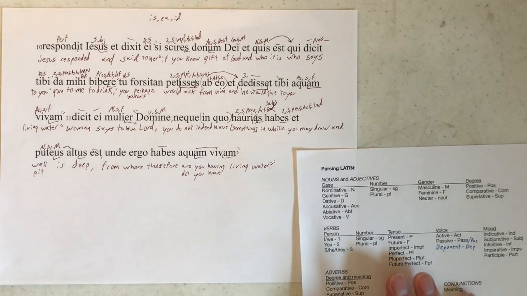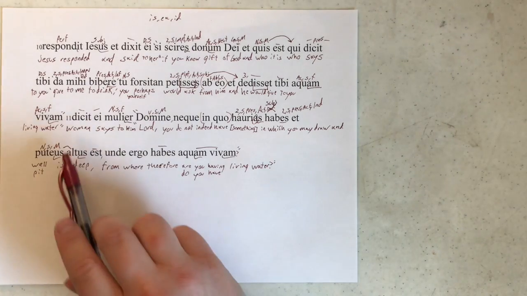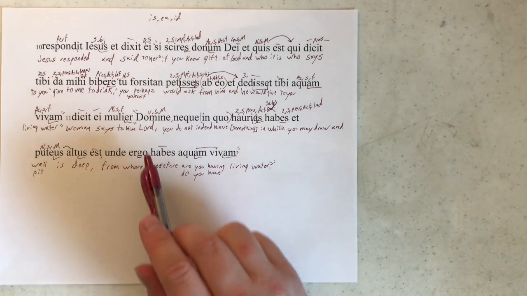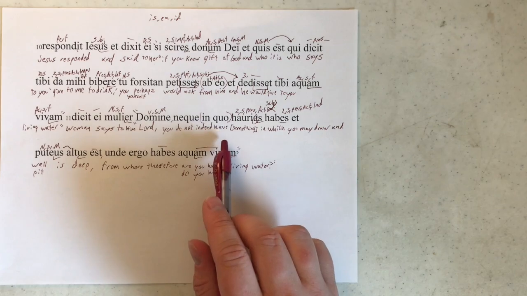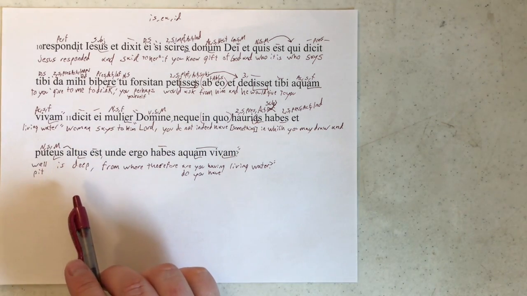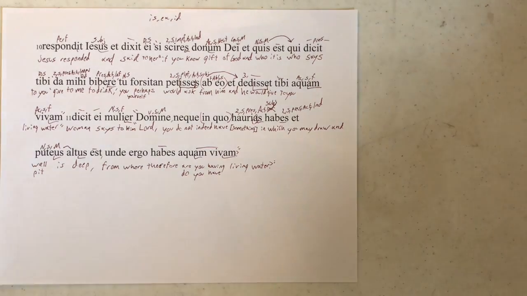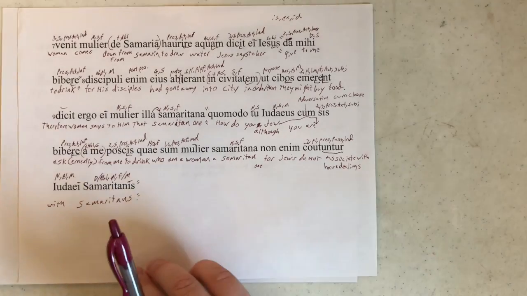Let's go ahead and take a look at this in its own context, and then from verse 7. Woman says to him, Lord, you do not indeed have in which you may draw, and pit is deep. From where, therefore, do you have living water? So far, so good.